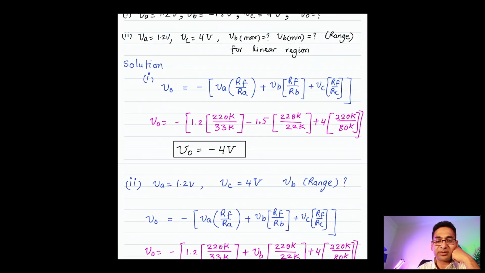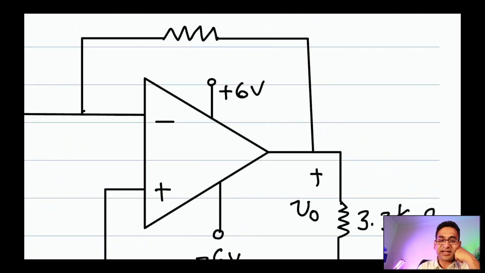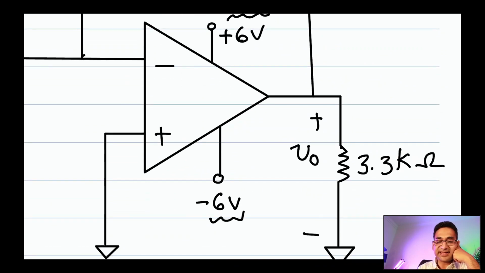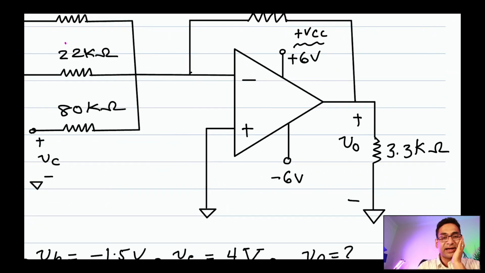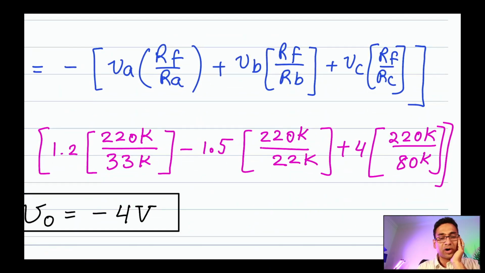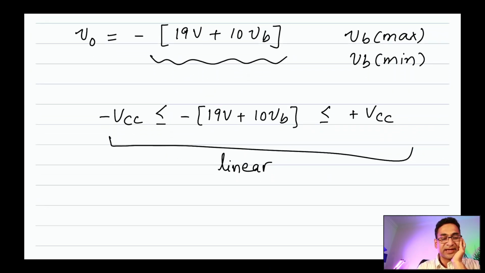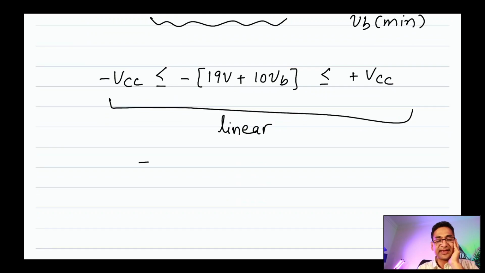Okay, what are the power supplies? See, the plus VCC is 6 volts, that's plus VCC. The negative VCC is negative 6 volts. Let me double check. There, correct. Okay, plus VCC is that guy and minus VCC is negative 6. So all we have to do is calculate this expression: negative VCC less than or equals to negative 19 volts plus 10 VB less than or equals to plus 6 volts.